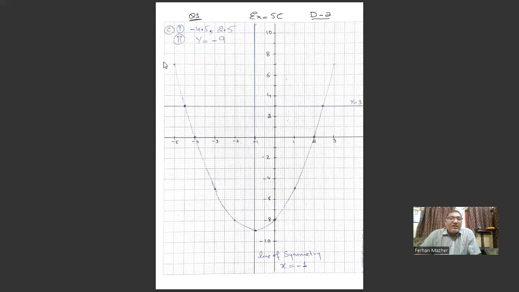We'll put this dot. Then, because this is a quadratic equation whose graph is this, this shape is called a parabola shape. So I will join these points with a smooth curve. I will try to draw a smooth curve. So you can see I have joined them with a smooth curve. Okay. So this is how you will do it, join them.